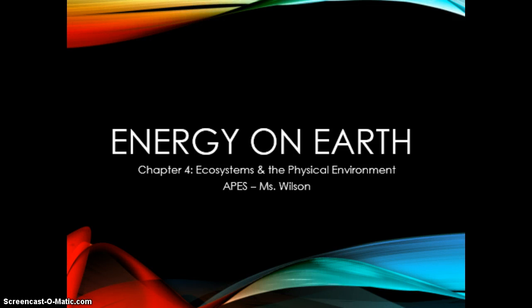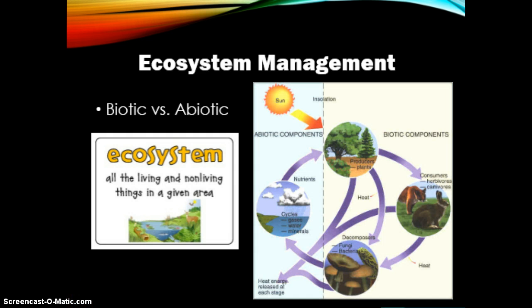In this unit, we're going to start off talking about energy on Earth, and this is coming from Chapter 4 in your textbook, Ecosystems and the Physical Environment. So keep in mind that in AP Environmental Science, we want to keep that attitude of stewardship, where we're basically looking to manage ecosystems. And remember, an ecosystem is all the living or biotic things and non-living factors, abiotic things, in an area and how they work together.